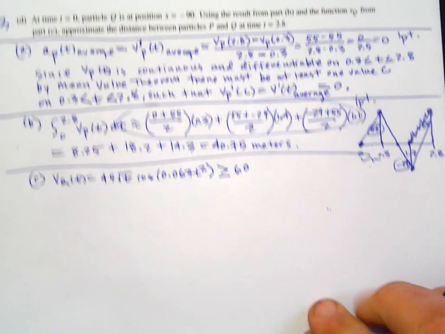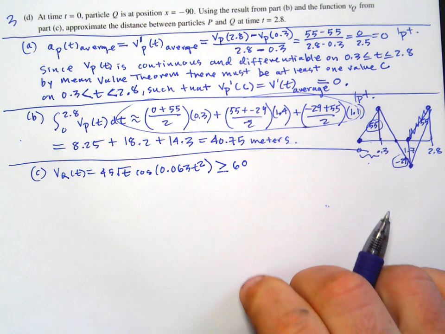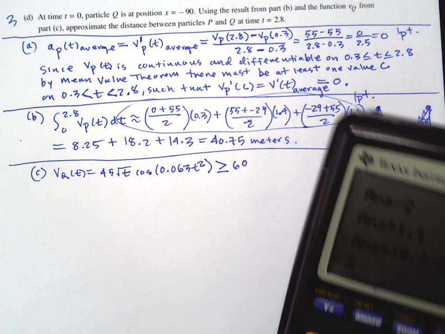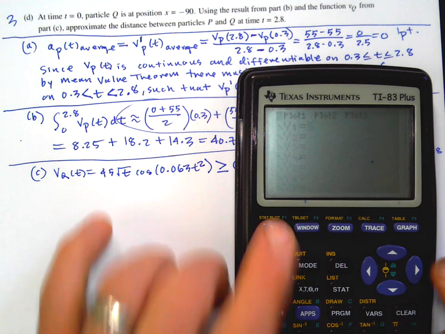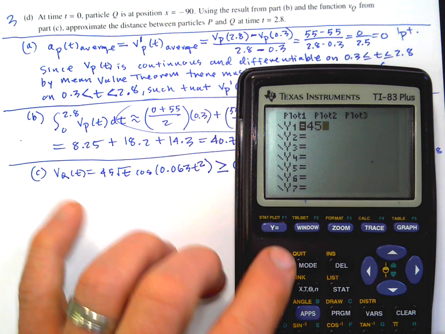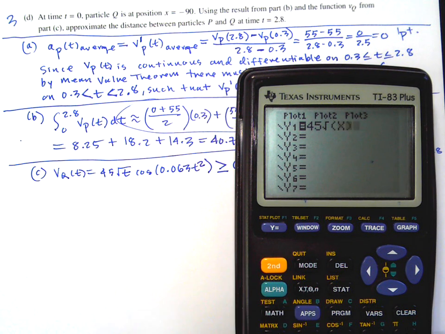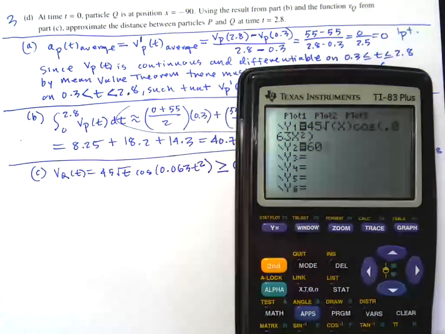Now, you could try and solve that by hand. I don't think you want to. I don't know how well that's going to go for you either. But we can use our calculator, put this into the graphing screen. Cosine 0.063 x squared, close. And then I'm going to graph another line that's 60. I'm going to graph these two lines. And then when this graph is above this line, that's what we want.